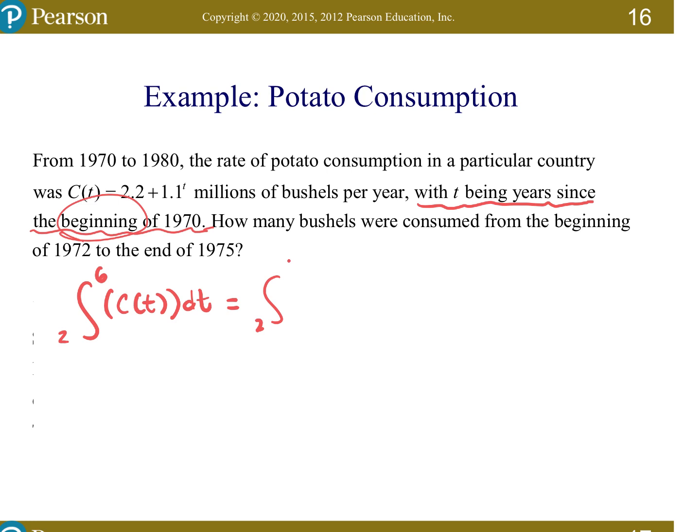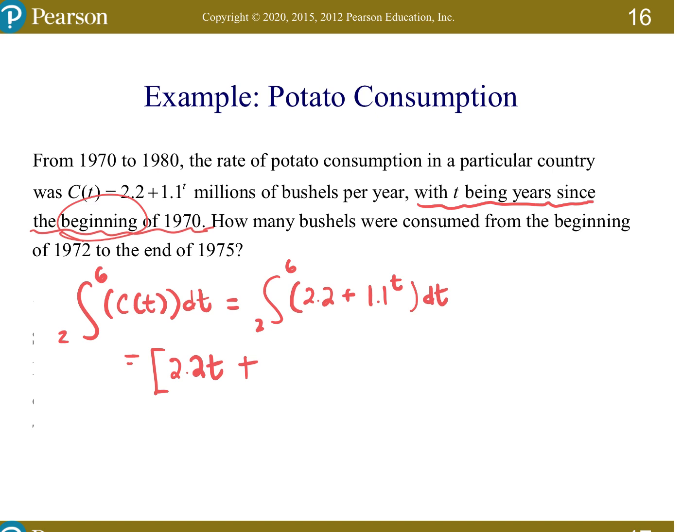Now you could do some of this by hand. It wouldn't be pretty, but it is possible, because you know how to do the antiderivative of the number 2.2. So it could be by hand. That would be 2.2 t. And you can do the antiderivative of 1.1 to the t. What kind of function is that?